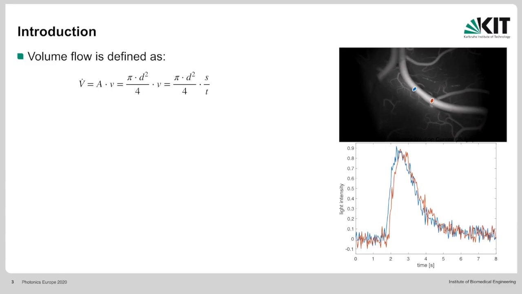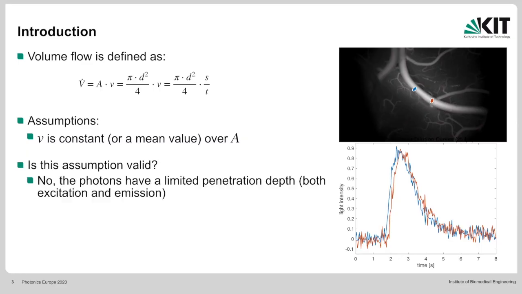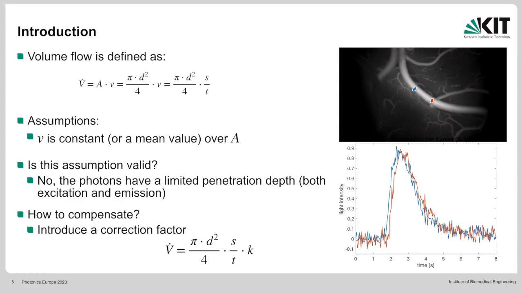One crucial assumption is made in this case. We assume the flow velocity is constant, or it is already the mean value over the cross-sectional area. Is this assumption valid for fluorescence angiography? It is not. We're in optics, and the photons have a limited penetration depth in both ways, in the excitation and in the emission. So we will have a shift of our measured value from the ground truth. We want to compensate for it by introducing a correction factor, which is shown down here.